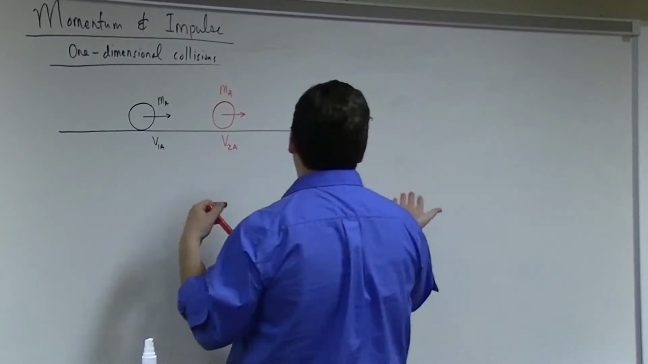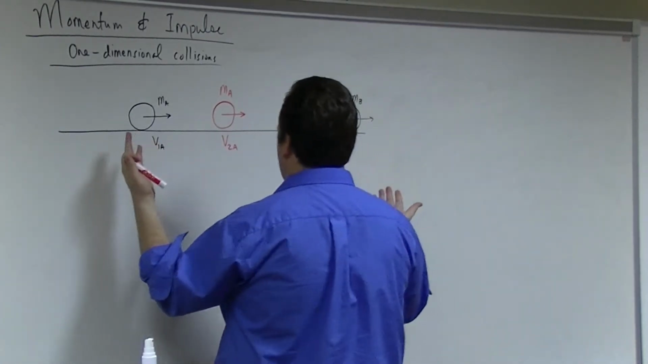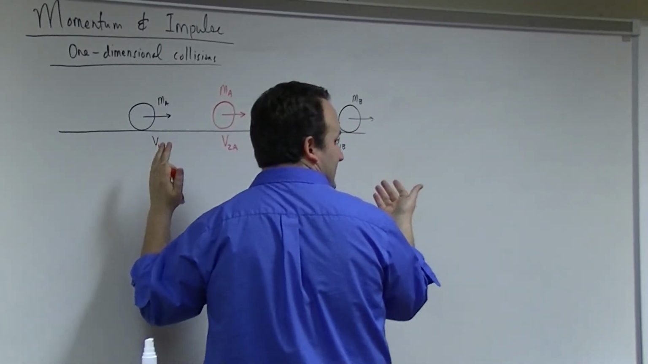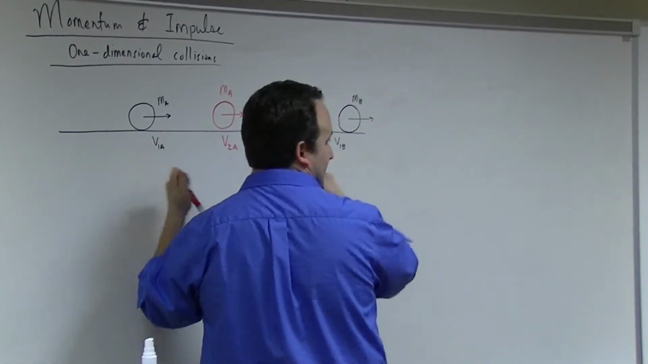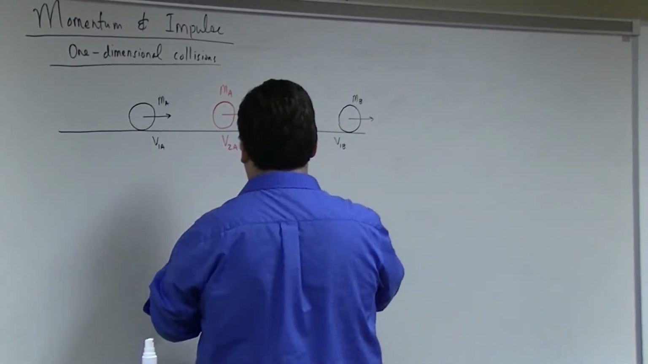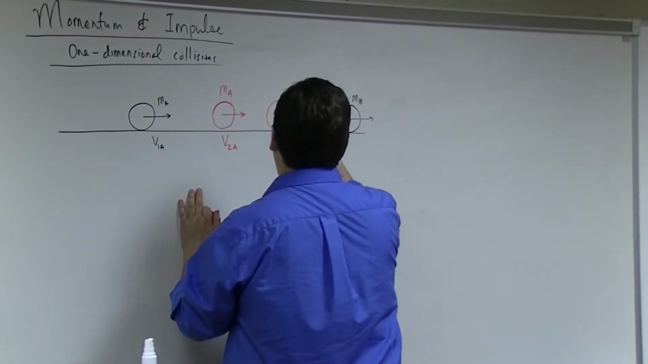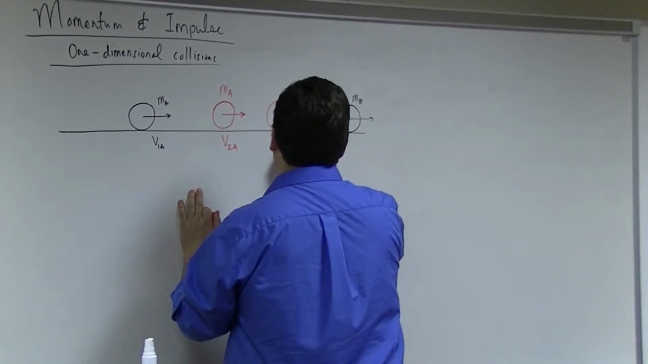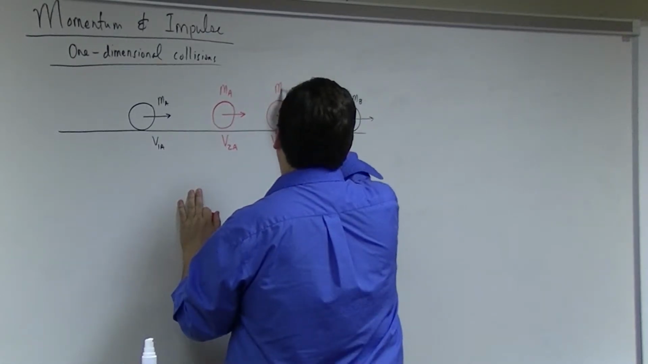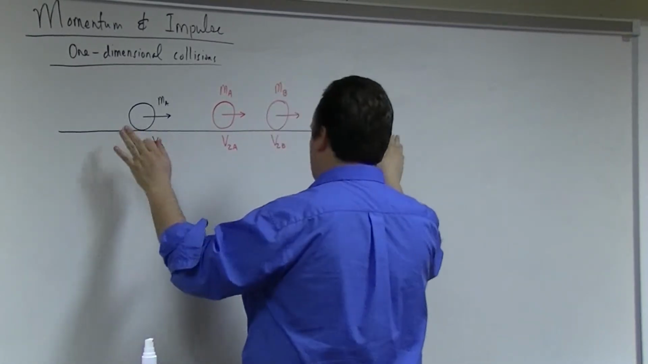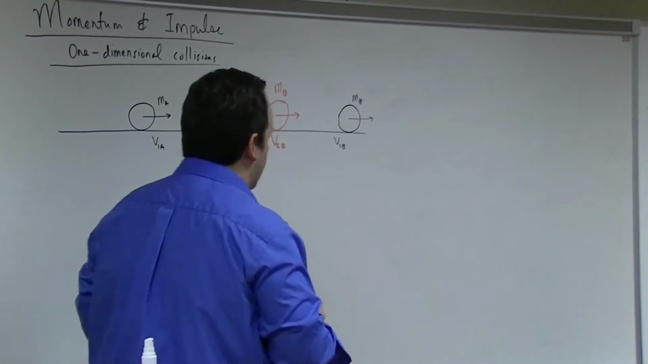Of course, to actually have a collision, I would need V1B as negative and V1A as positive, or I need V1A fast enough that it catches up with the other one. That's another possibility. And then here's after. I don't know if this picture is doing it for you yet. So before, after.